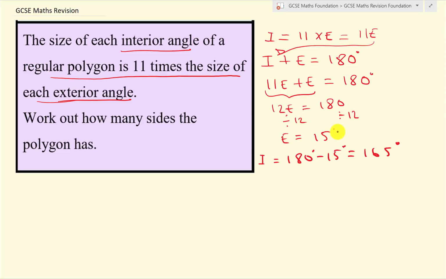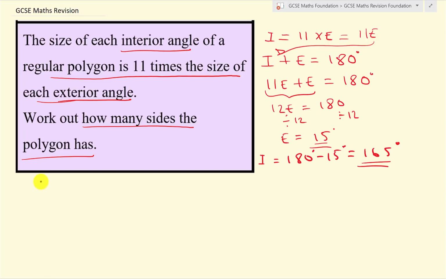Now, we need to find out how many sides there are. We know the size of the interior angle, which is 165 degrees, and we know the size of the exterior angle is 15 degrees, but our aim is to work out how many sides the polygon has.